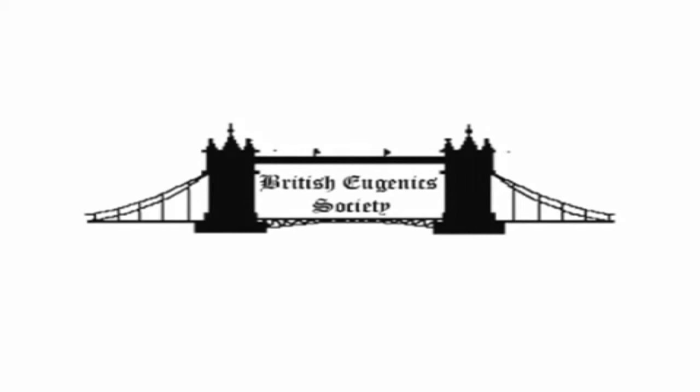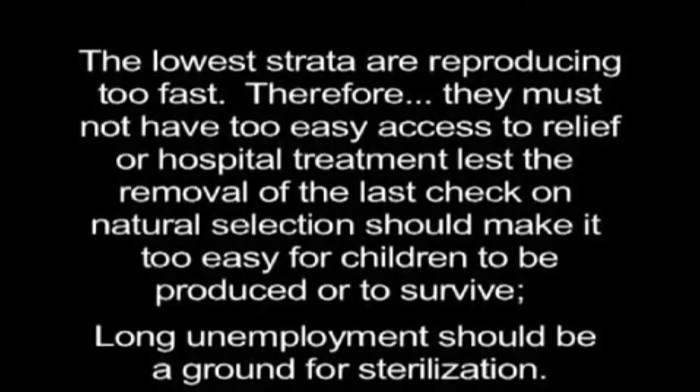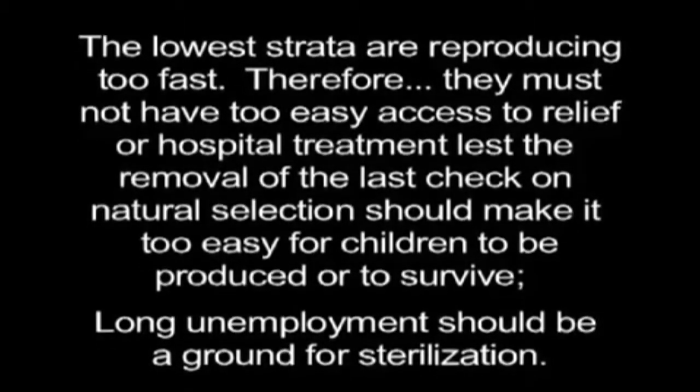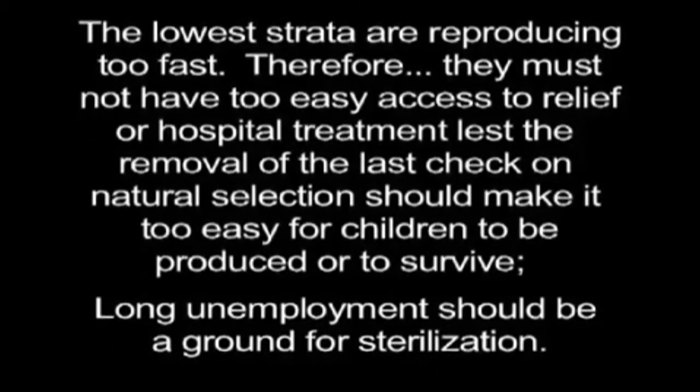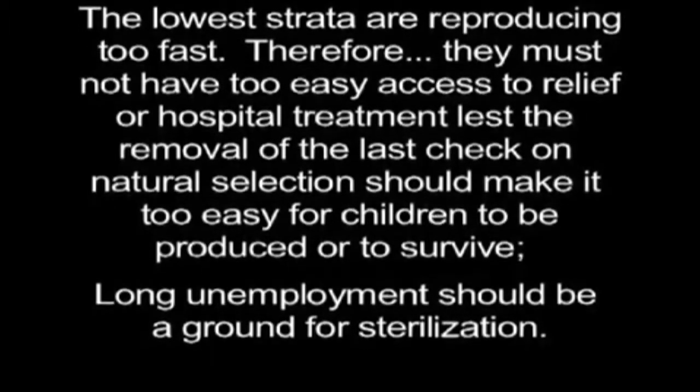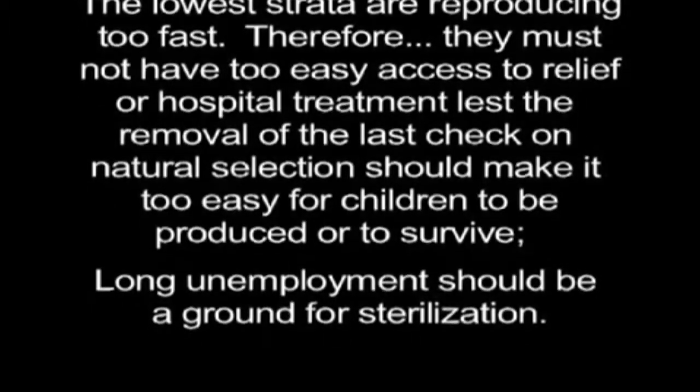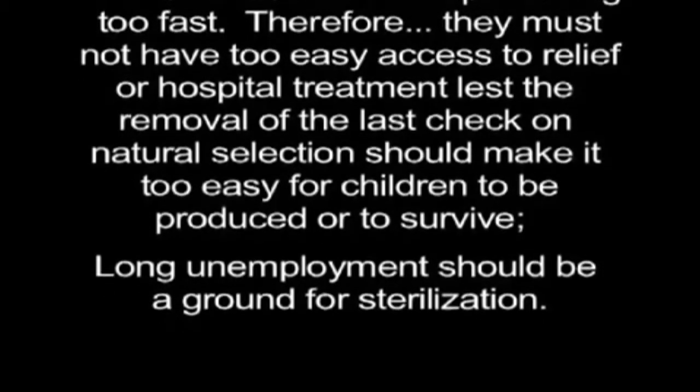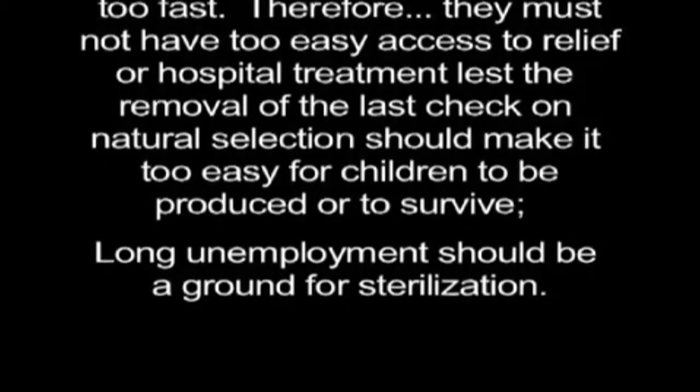He went on to many high-level positions, which included the titles of Vice President and President of the British Eugenics Society, which of course had the task of removing undesirable variants from the human gene pool. Julian Huxley has said the following of eugenics: "The lowest strata are reproducing too fast. Therefore, they must not have too easy access to relief or hospital treatment, lest the removal of the last check on natural selection should make it too easy for children to be produced or to survive. Long unemployment should be a ground for sterilization."